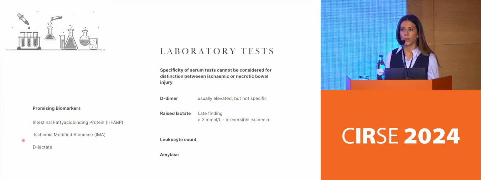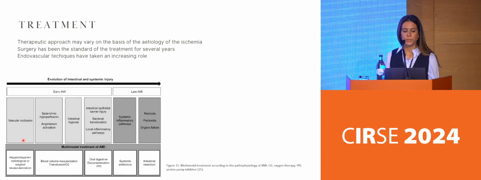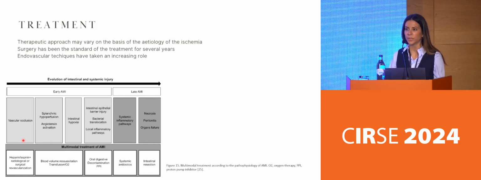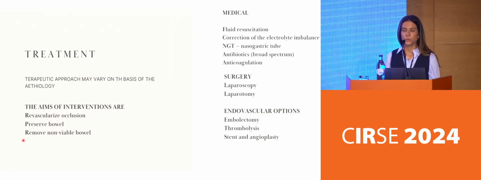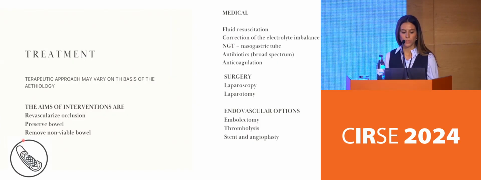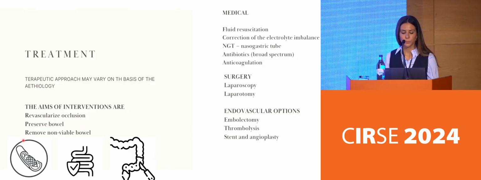And the best way to make a diagnosis is with CTA. The treatment approach will depend on the cause, the time when you get a diagnosis, and the extension of the disease at that moment. Surgery has been the gold standard for several years, but now we have some endovascular techniques that are having an increasing role. The goals of these interventions are always to revascularize the occlusion to preserve bowel and to remove the non-viable bowel. We'll see this later in detail with my colleagues.